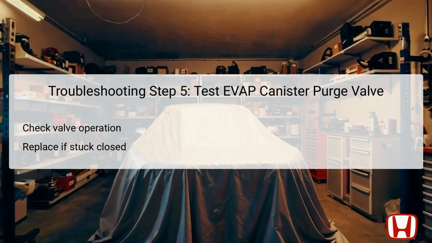The final troubleshooting step for diagnosing DTC P145C is to test the operation of the EVAP canister purge valve itself. Utilizing a multimeter, measure the electrical resistance of the valve to ensure it is functioning correctly. If the valve is determined to be stuck closed or otherwise inoperable, it will require replacement.